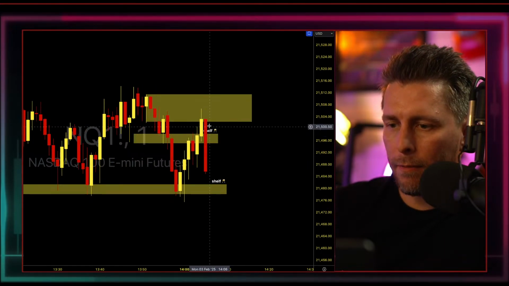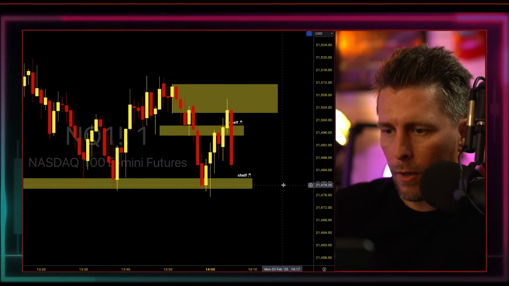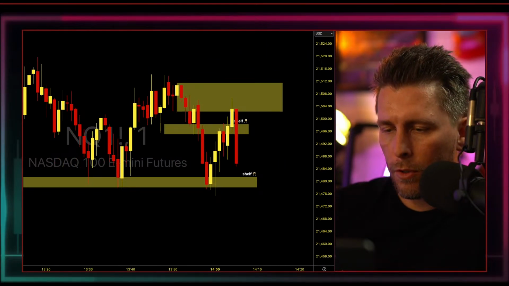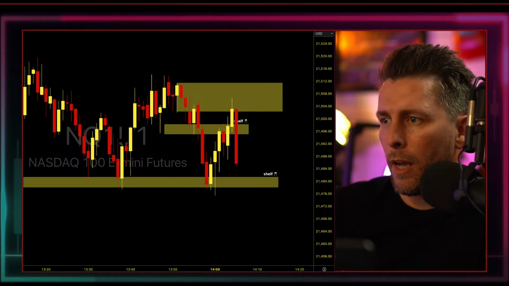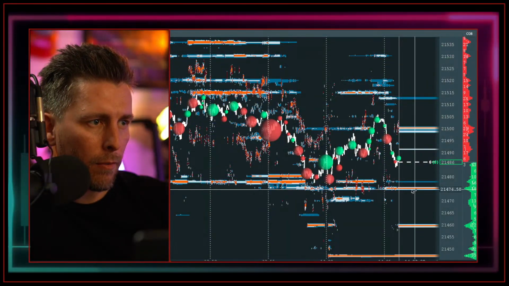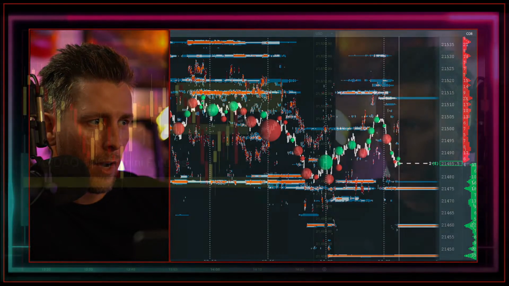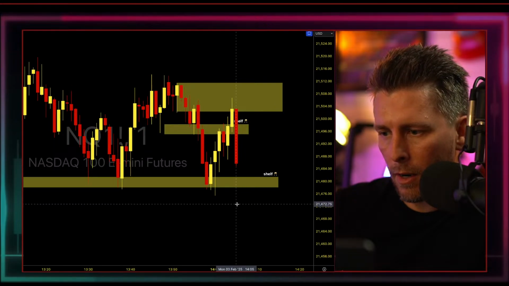She's choppy. I think you're good. That short has no top wick on that 1 minute candle. Short's looking good down to the shelf now. Looking at Bookmap, just peeking over at Bookmap. We have liquidity resting at 21,475. So that's going to be your stop. That's going to be your target, sorry.